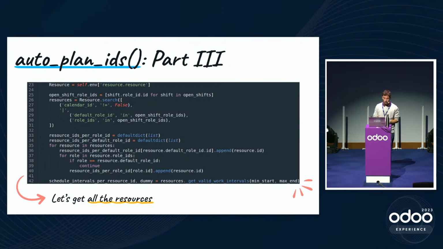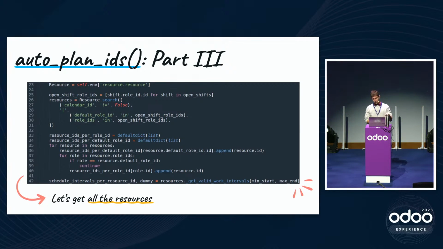Then we create two dictionaries of lists, the resource IDs per role ID and the resource IDs per default role ID. We're differentiating between the role and the default role because we are prioritizing the default role. Then we go over all the resources and populate these two dictionaries.